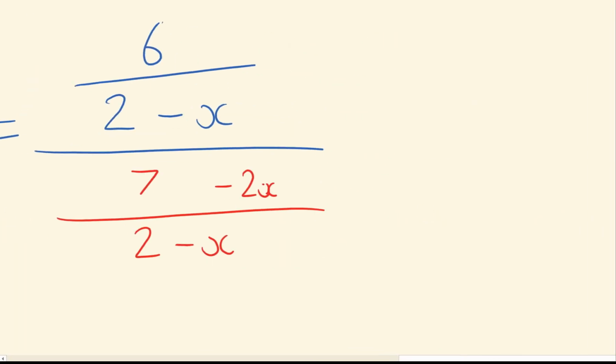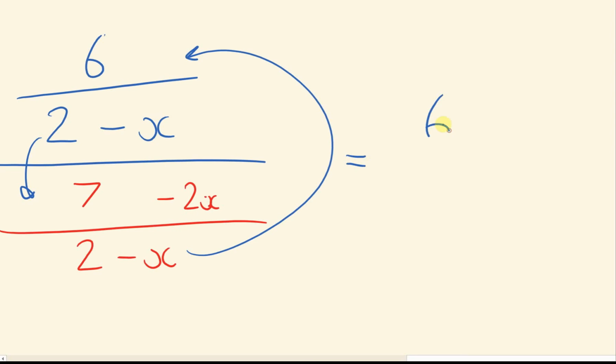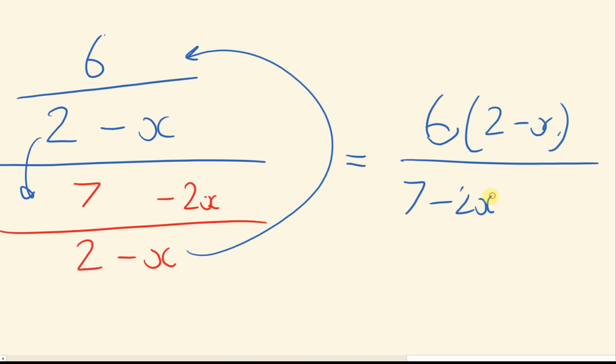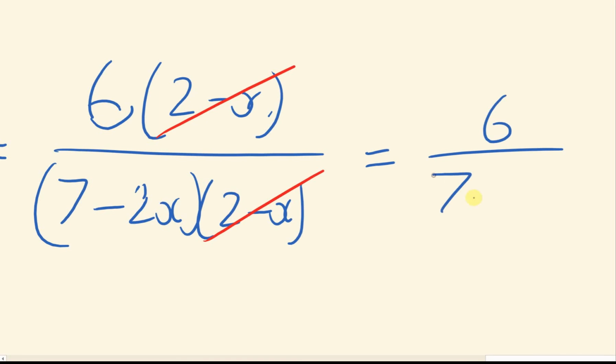Then we can see something's going to cancel out. So this 2 over 2 minus x is going to go here. This one's going to go here. So I'm now going to have 6 brackets 2 minus x all over 7 minus 2x, 2 minus x. And we should know from cancelling out that those 2 minus x's are going to cancel each other out. So I'm just left with 6 over 7 minus 2x.